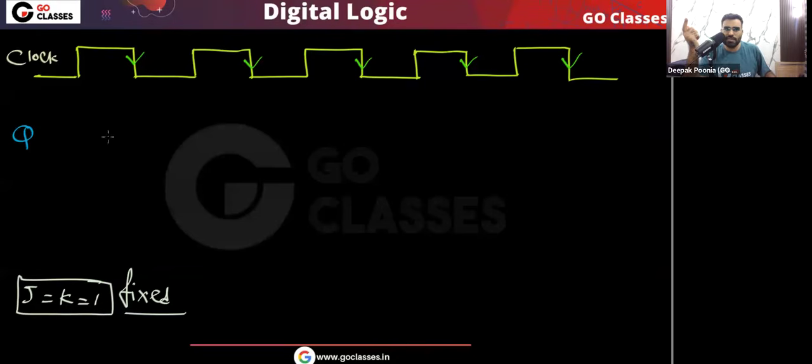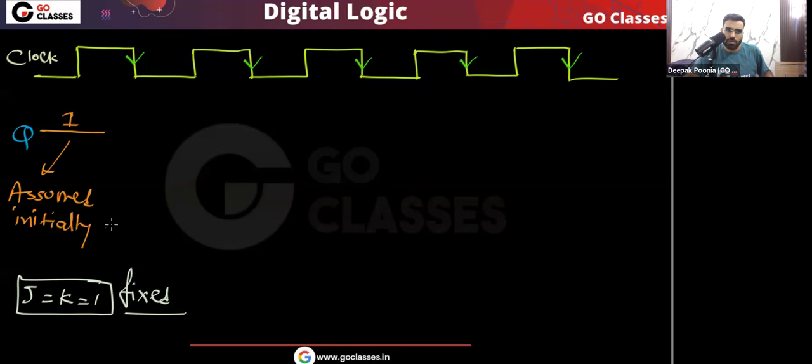Okay, so you can very easily just do it like this. Let's assume initially Q equal to 1. Let's assume that initially the JK flip flop is set, because Q equal to 1 means set.